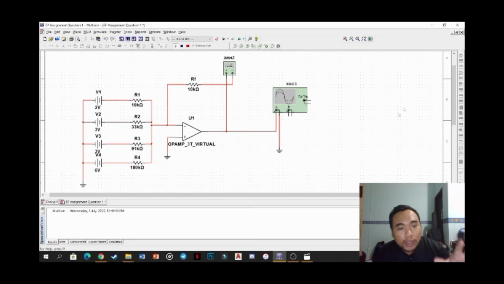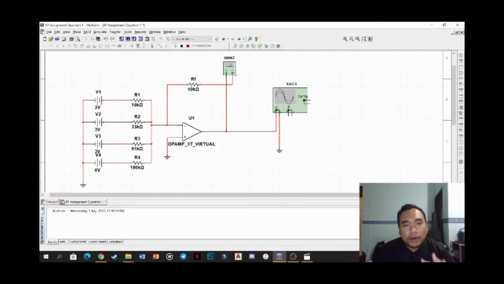Okay, so this is the simulation part of question 1. I have built the circuit exactly from the question. You can see V1 is 2 volts, then 3 volts, 3 volts also, and 6 volts. These are R1, R2, R3 and R4, individually 10k, 32k, 33k, 91k and 180k. And for the last one, RF is 10k. To measure the output, I have taken out the multimeter and the oscilloscope. So let's run the simulation.